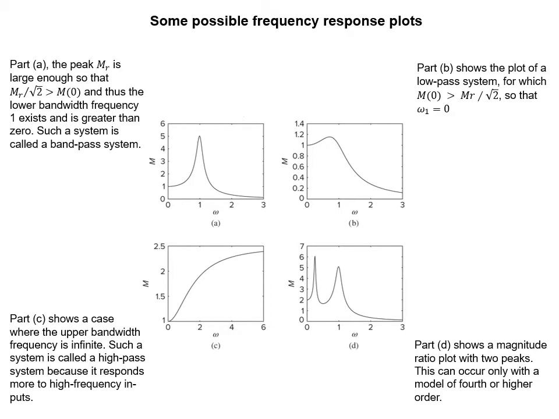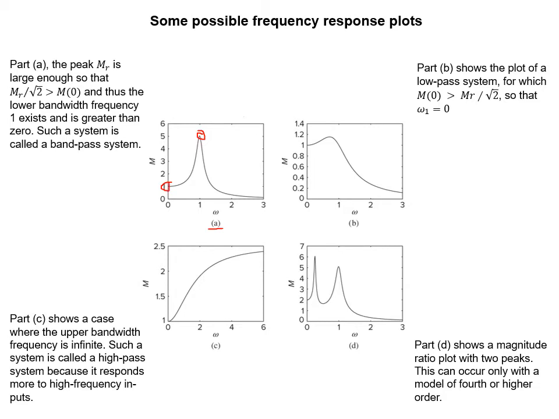So we're going to take a look here at some possible frequency response plots. If we take a look at A first, we can see in part A of this plot that our peak, MR, is going to be large enough so that the value of MR over the square root of 2 is going to be greater than that of M of 0 here at 1.